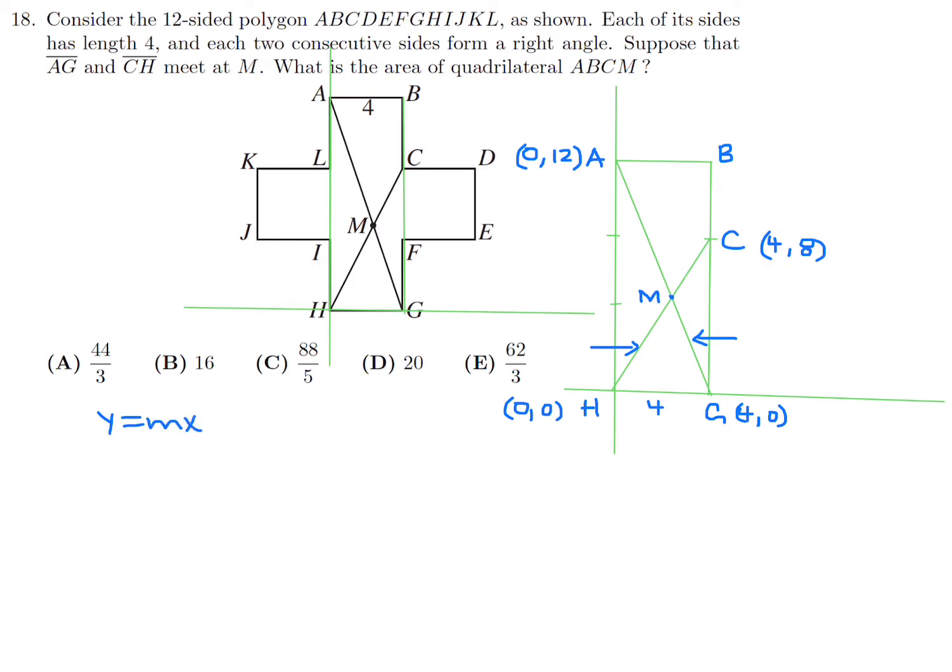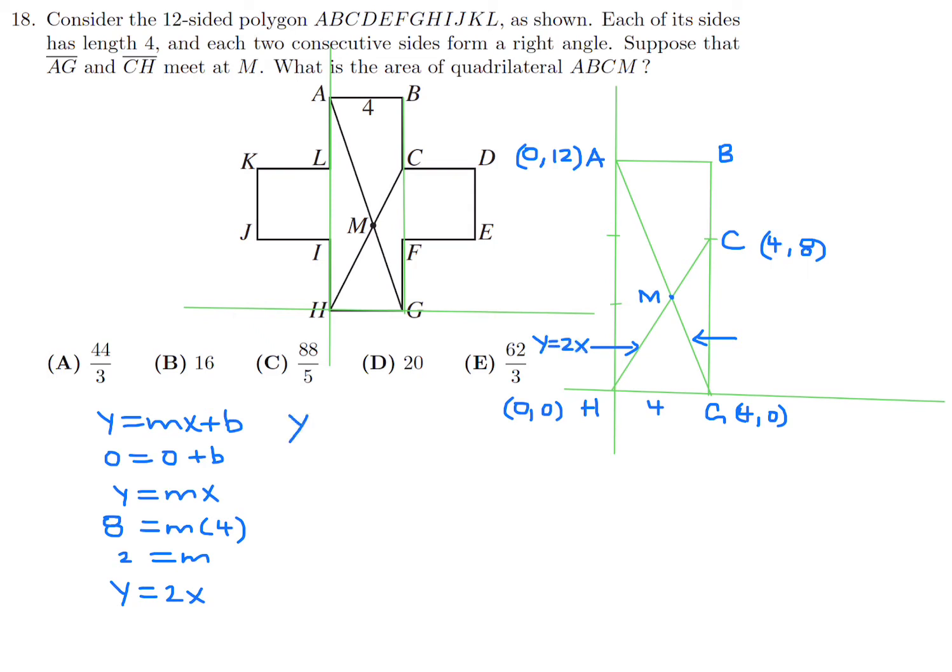So y equals mx plus b. One point is (0, 0), so immediately we get b is equal to 0. That means it's y equals mx. Put in the other point (4, 8), and that gives you 8 is equal to m times 4, so m is 2. So the equation is y is equal to 2x. So that's this one, y is equal to 2x.